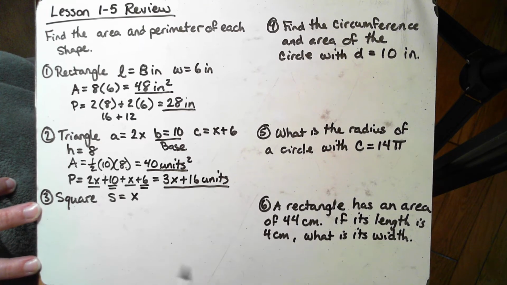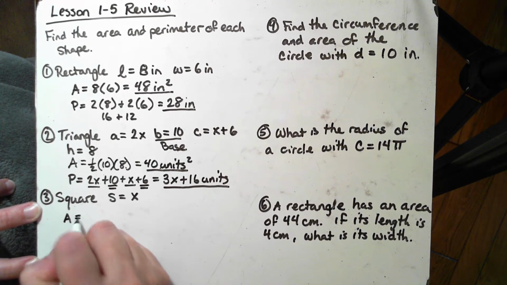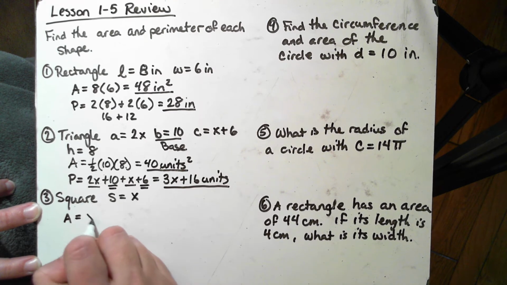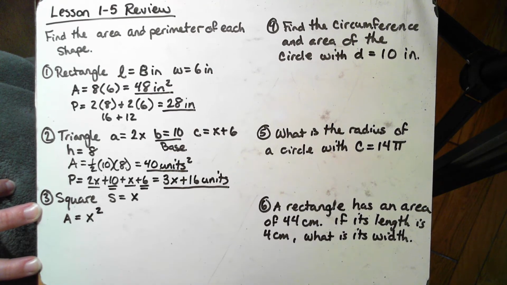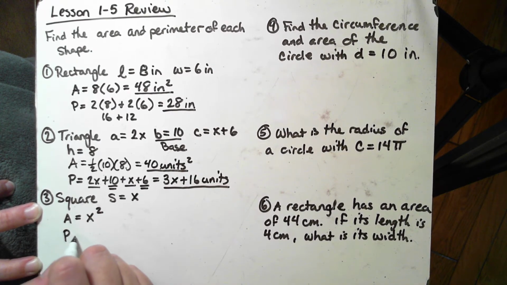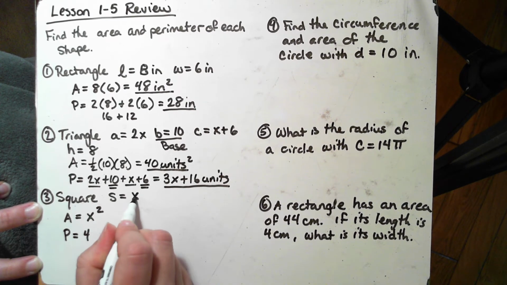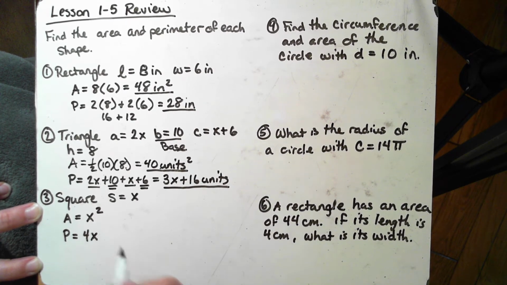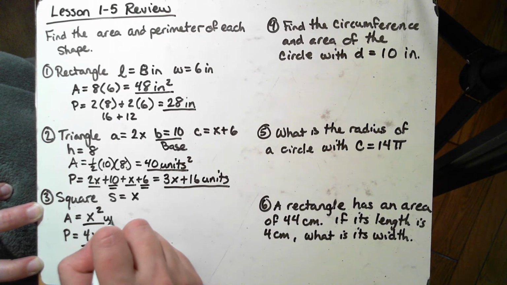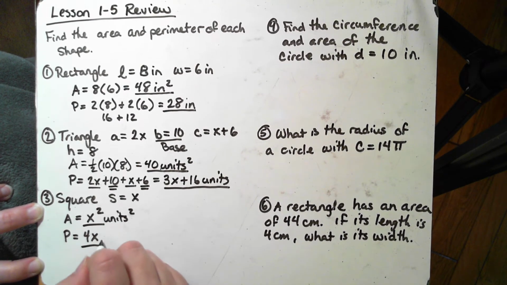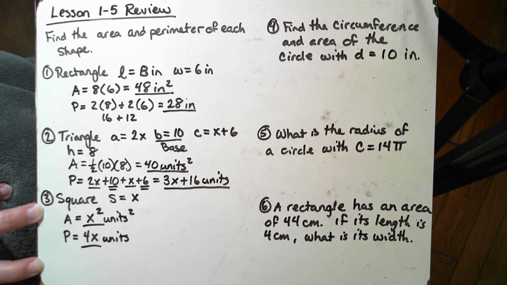Finally, they gave us a square. Area of a square, you just square this thing, so it's x squared. For the perimeter of the square, you do 4 times this thing, so it's 4x. So that's the area, and that's the perimeter. And again, it would be in units squared, and units.